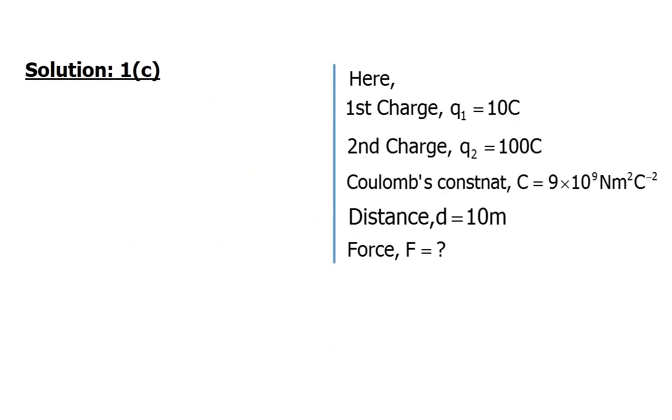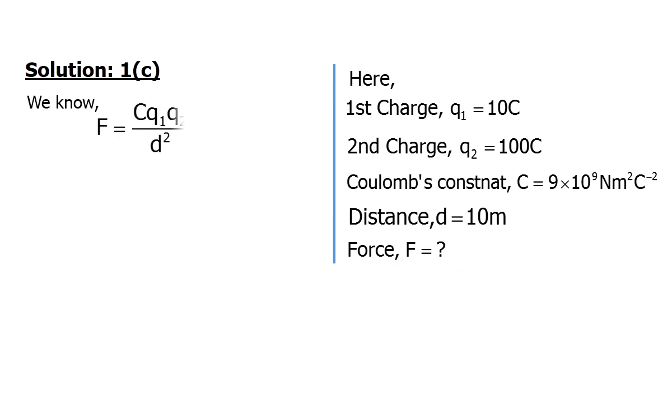Now the solution to C. The given quantities of the stem are: first charge Q1 is 10 coulomb, second charge is 100 coulomb, and we know the Coulomb constant C is 9 into 10 to the power 9 Newton meter square per coulomb square. This is the constant value. You have to memorize that value, and the distance is given here as 10 meter. We have to calculate the existing force between the two charges, F.